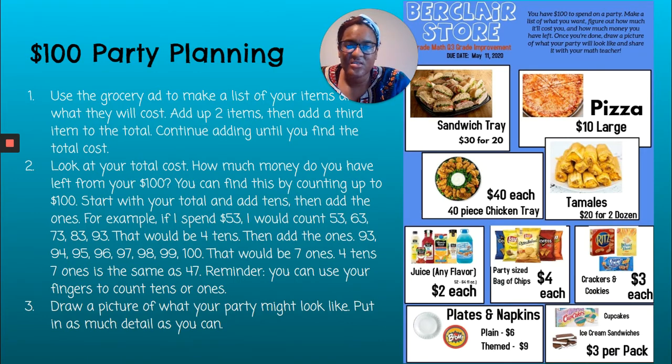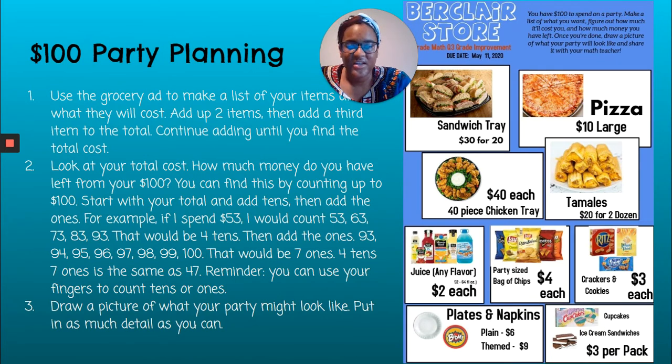So look at the cost, look at the total cost after you add up your money and see how much is left from $100. You can find this by counting up to 100. So if you had $53, you can add up your tens. So 53, then we have 63, 73, 83, 93. So that's 4 tens. You keep that in your head. And then, so we had 93, and then now we have to do the ones, 93, 94, 95, 96, 97, 98, 99, 100. That would be 7 ones.